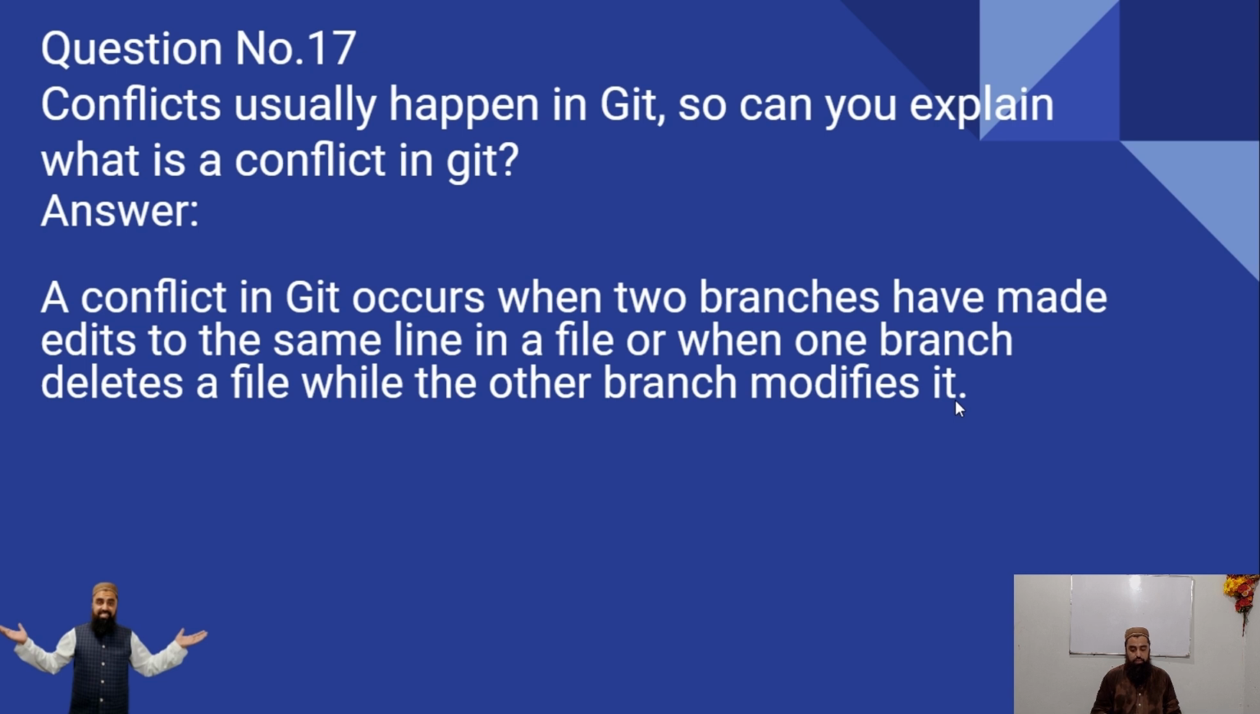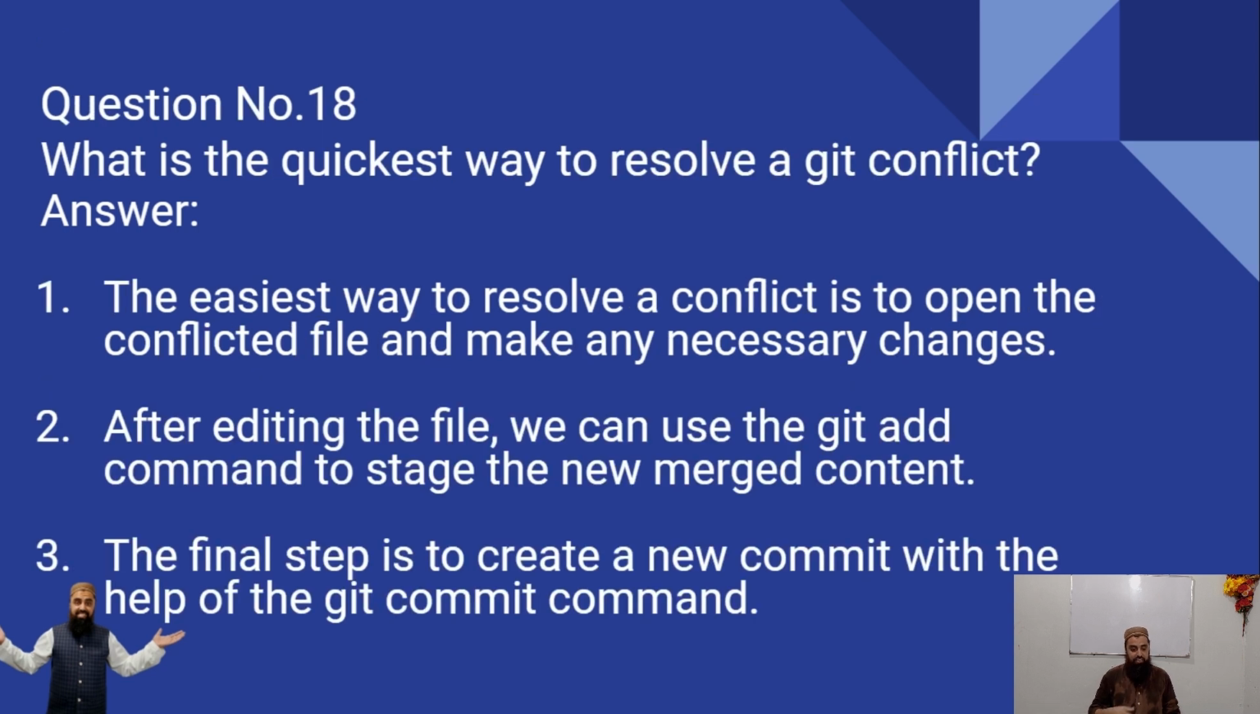There are two developers, one developer working on branch A, the other working on branch B, but they were using the same file, and one developer deletes that file, the other modifies it. So when they merge both branches, it will cause a conflict, and it is known as a merge conflict. Now in the next question, we will discuss how we can resolve this merge conflict.